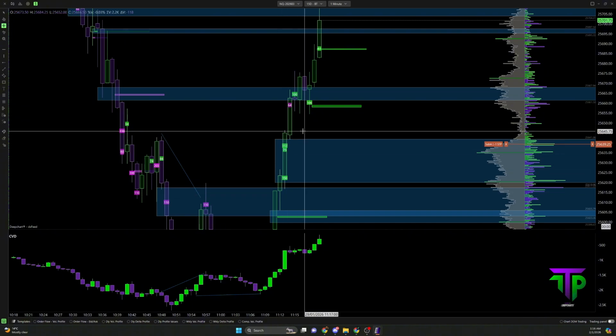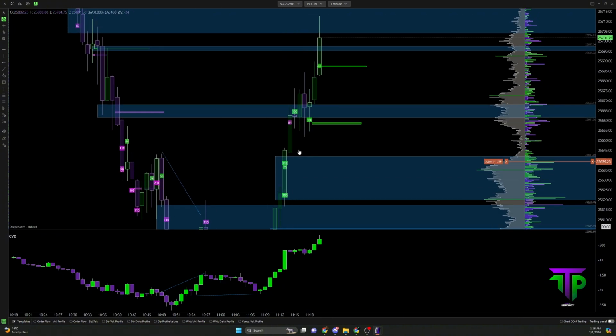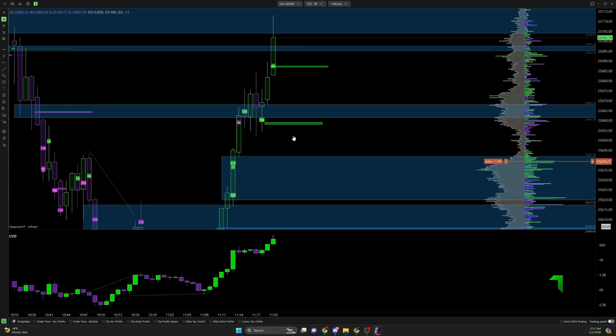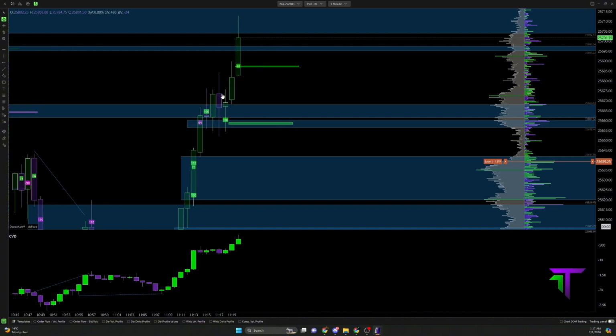So price got accepted. As price went on, sellers stepped in and absorbed. Buyers tried to push, they got absorbed. And then what happens? When the sellers try to push down, the buyers reloaded their orders, giving you this very bullish signature where you have deep trades at the bottom wick and a buy imbalance.